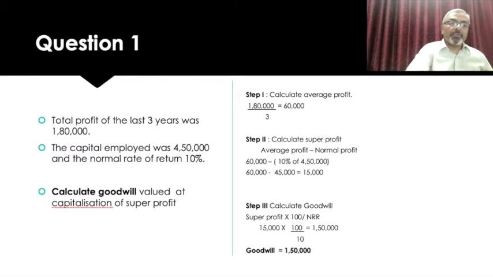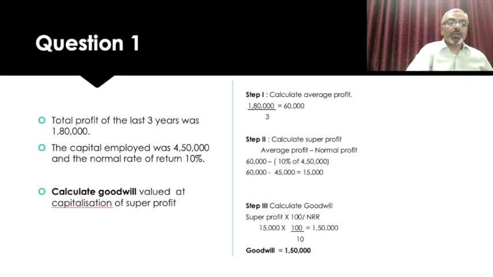Second step is calculation of super profit. For that, first we need to calculate the normal profit, and we can easily do it because the value of capital employed is directly given to us and the rate of return is also given to us as 10%. So we have calculated 10% of 4,50,000, which is coming to 45,000. Therefore, the normal profit is 45,000 and the average profit is 60,000 as it is calculated already. So 60,000 minus 45,000 gives us a super profit of 15,000.